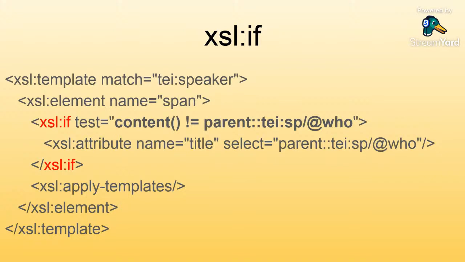Okay, so we're matching the speaker element in this template. We're creating an HTML element called span, and we're saying if the content of this speaker element, that's the current context, is speaker, so if the content of this current element is not equal to, and this is basic XPath of the kind that you'll have seen in earlier videos, the value of the who attribute of the speech element, the SP element, that is the parent of this speaker.